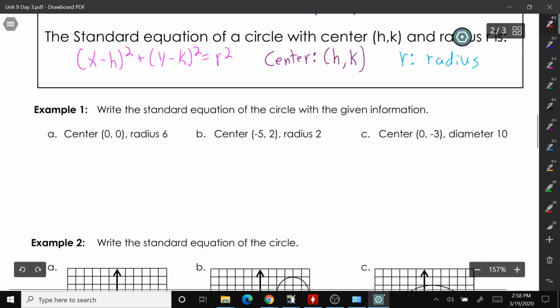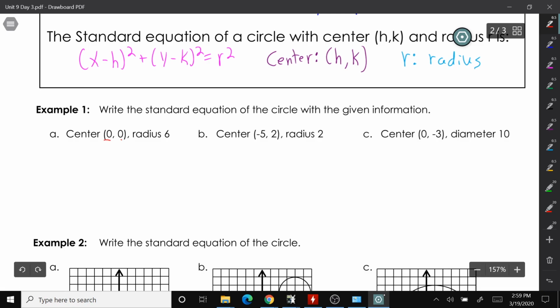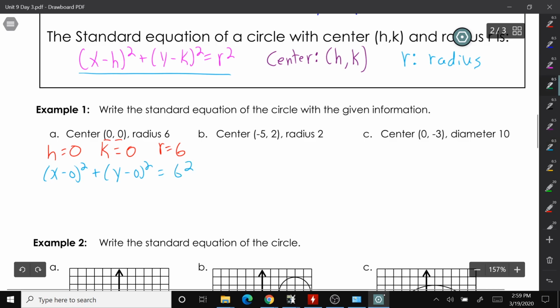So write the standard equation of a circle with the given information. So the center is at 0, 0. That means my h value is 0, and my k value is 0, and a radius of 6, so r is 6. So I'm going to plug that in to my equation up here. So x minus 0 squared plus y minus 0 squared equals 6 squared. X minus 0 is just x. So we get x squared plus y squared equals 6 squared, which is 36. And that is it. We don't do anything further.